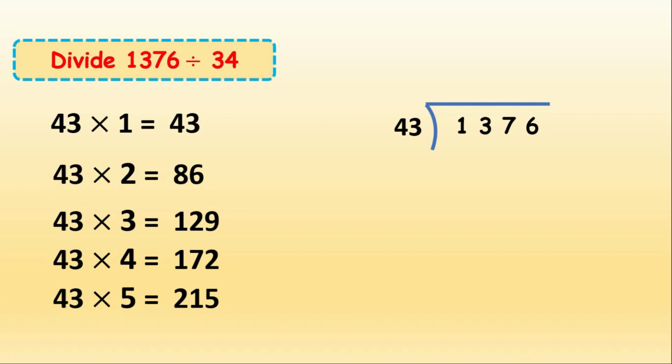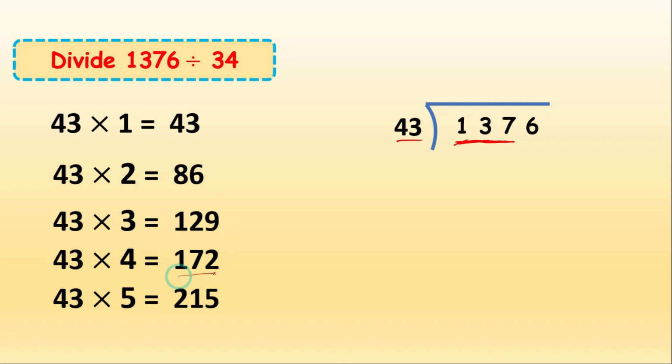Okay, let's start. Divide 1 by 43, can't be, 1 is smaller. So divide 13 by 43, still smaller, so can't be. Okay, let's complete. 137 divided by 43. Let's search for 137 in the products. You can't find 137.